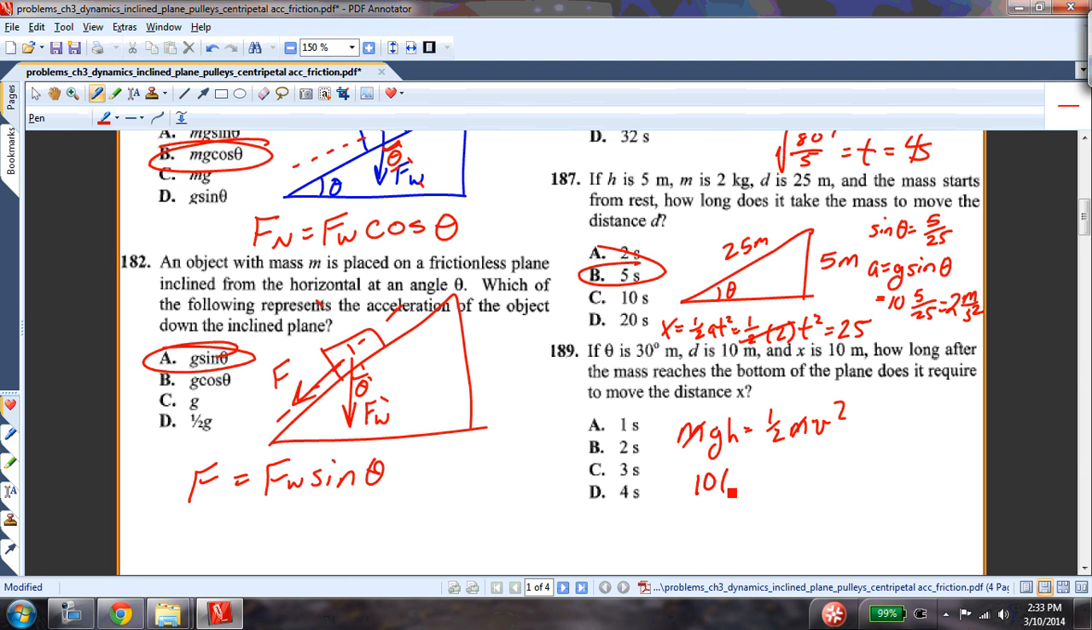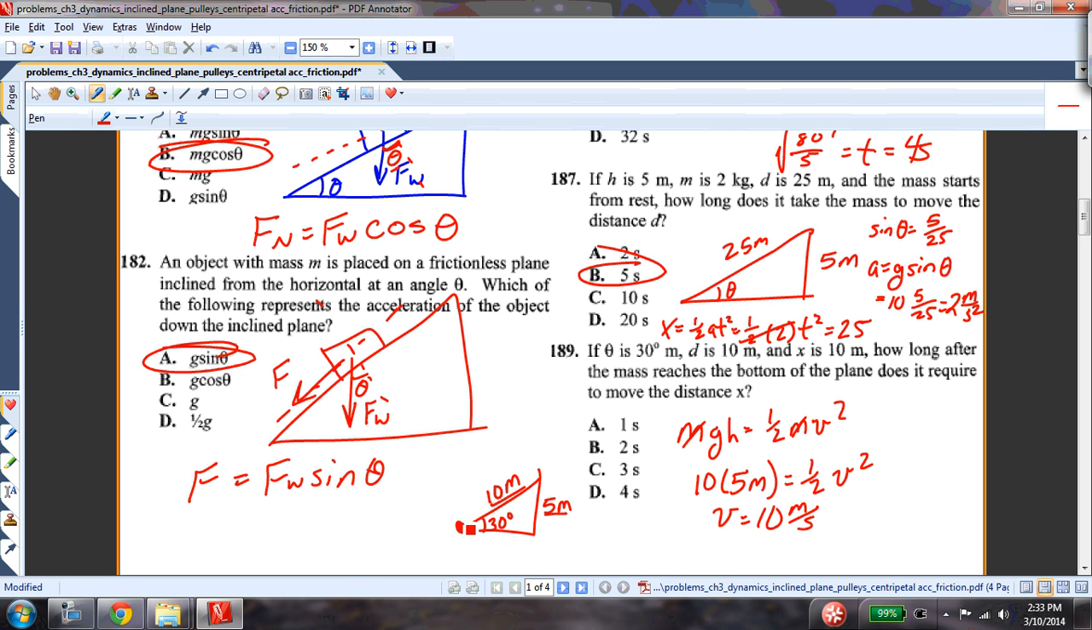I have 10 times h, which if I look here, I have 30 degrees. It tells me that d is 10 meters. That's this distance. So this, since it's a 30, 60, 90, this has to be 5 meters, because it's half of the hypotenuse, opposite the 30-degree angle. All right, so 10 times 5 meters is equal to 1/2 of v squared. So v is equal to 10 meters per second. That's the velocity at the bottom of the inclined plane.